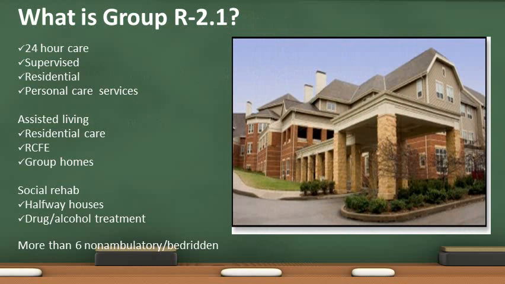The Group R2.1 occupancy covers occupancies that provide supervised personal care services on a 24-hour basis. Examples of this occupancy classification are residential care facilities for the elderly, residential care facilities for the chronically ill, community correction reentry centers, work furlough programs, and drug and alcohol treatment facilities.